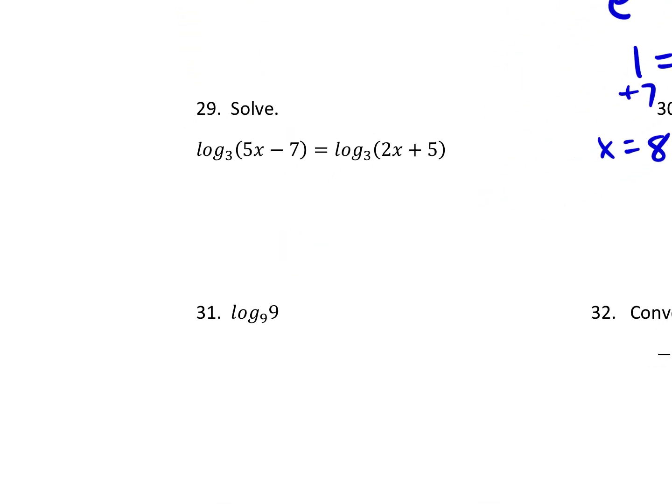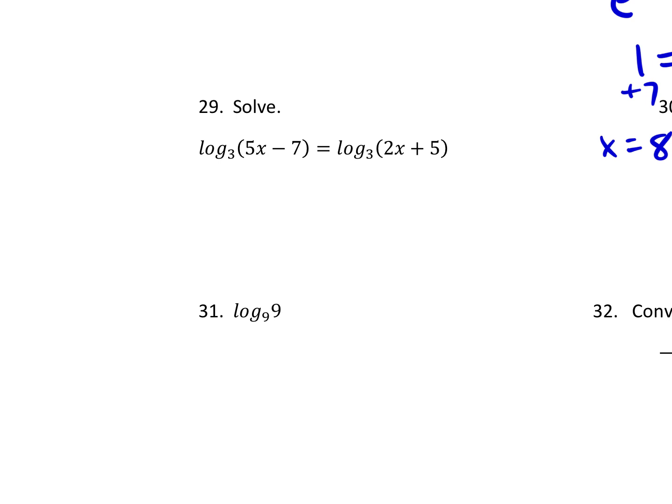All right, let's do 29. If we have a log equals a log, you can cancel them and just set 5x minus 7 equal to 2x plus 5. And then solve for x. Combine your like terms. You guys know what to do from here.